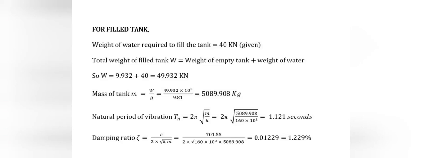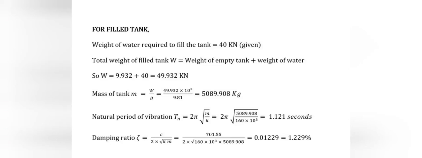5089.908 kgs. The natural period of vibration Tn will be 2 pi under root m by k, equal to 2 pi under root of 5089.908 divided by 160 into 10 raised to power 3, which will be equal to 1.121 seconds. Here we have to remember that the stiffness is not going to change for the filled tank.